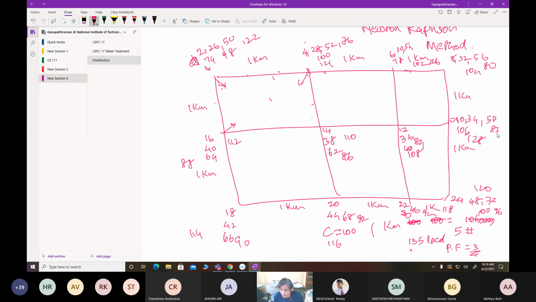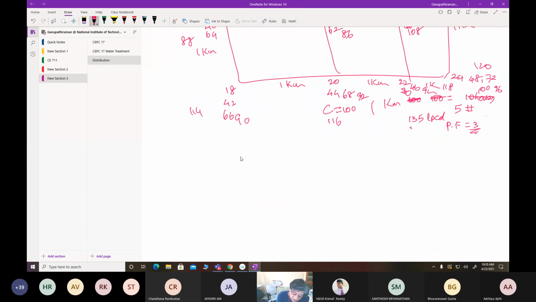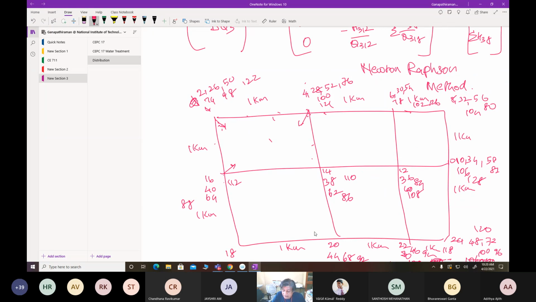I have written the node. So what you are supposed to do is assume 1 kilometer, 100 houses, and find out the discharge. Discharge Q is equal to A into V. Assume a velocity of 1 meter per second. Find out what A is. A is equal to pi d square by 4. Choose a commercially available diameter and provide the diameter in these pipes.